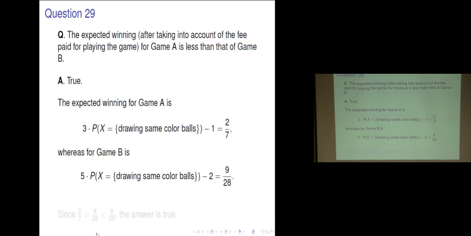So we just calculated the probability of winning in A, that's 3 over 7. So you get 9 over 7 minus 1, so it's 2 over 7. Okay. Similarly, for B, it is the chance you get the payoff 5, which is 5 times the chance you get that. But you paid $2 in game B, so you have to minus 2. So if you do the calculation, you get 9 over 28.